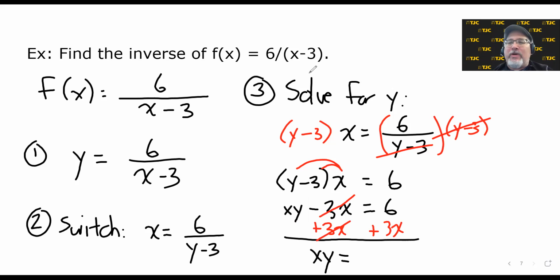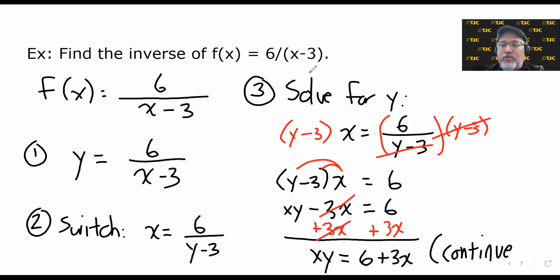But on the right side, we have an addition problem that we can't complete. We can't complete 6 plus 3x because they're not like terms. So all I can do is write 6 plus 3x. It wouldn't be wrong to write 3x plus 6 either. Let's continue this on the next page because I don't want to try to squeeze the rest of this problem in that little bitty space there.